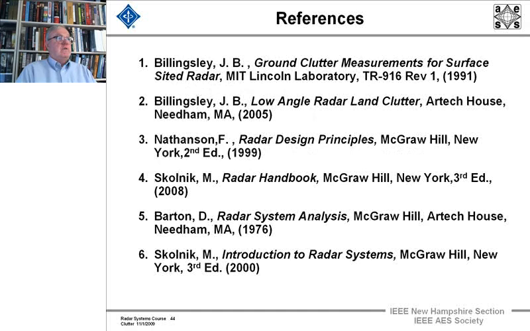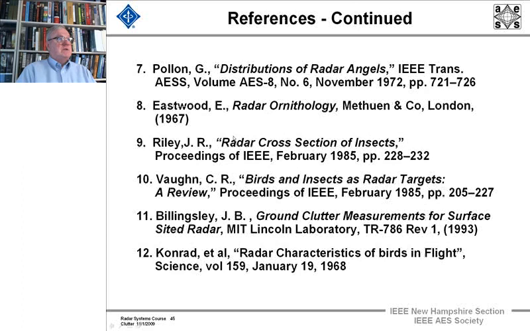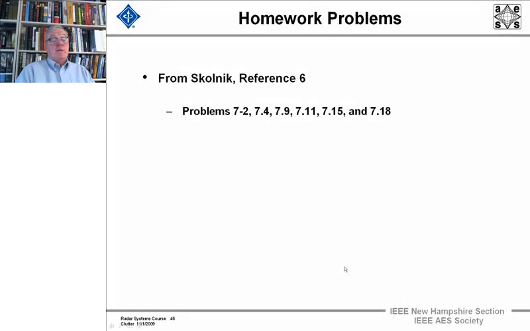Here are the references for this lecture. Our basic ones, plus these are the specific ones I've used for the bird things, a paper from Jerry Pollon, Eastwood's book. There was a review in the Proceedings of the IEEE that had two great papers in it in '85 on birds and insects. Barry Billingsley's ground clutter measurements book, and a classic paper by Conrad and others that appeared in Science in '68, with a lot of other papers in that same time frame.